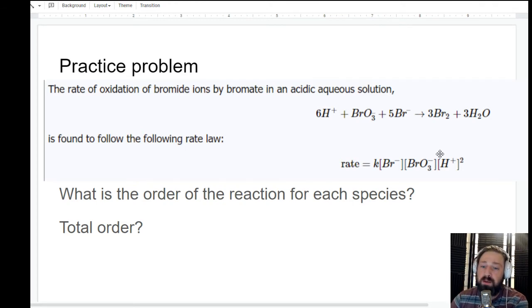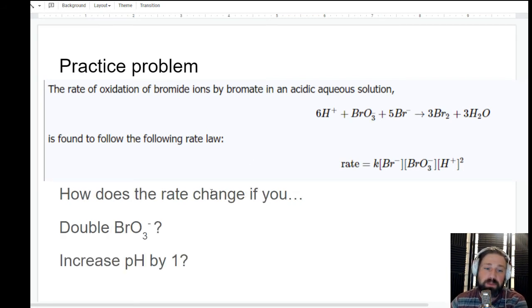Now, when we talk about the entire reaction together, it's to the fourth order because we add all of these together. So again, what happens if I double this? Well, I should double the rate. Now, what happens if I increase the pH by 1? Now, this is kind of adding in that acid-base stuff from before. What does it mean to increase pH by 1? Well, if I increase the pH by 1, what I'm really doing is doing base 10, right?